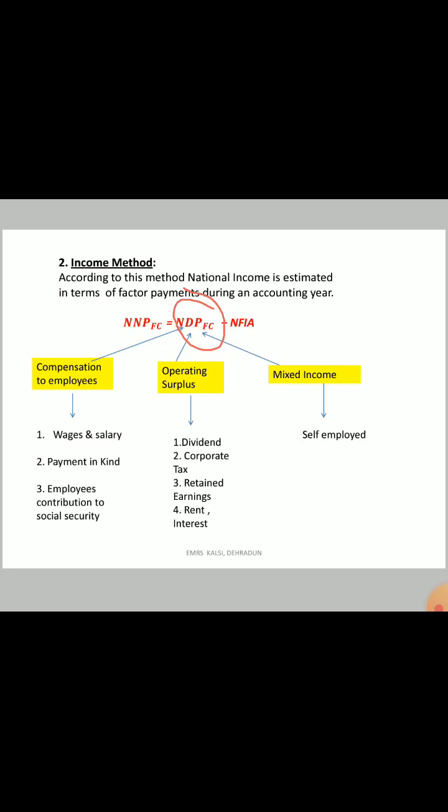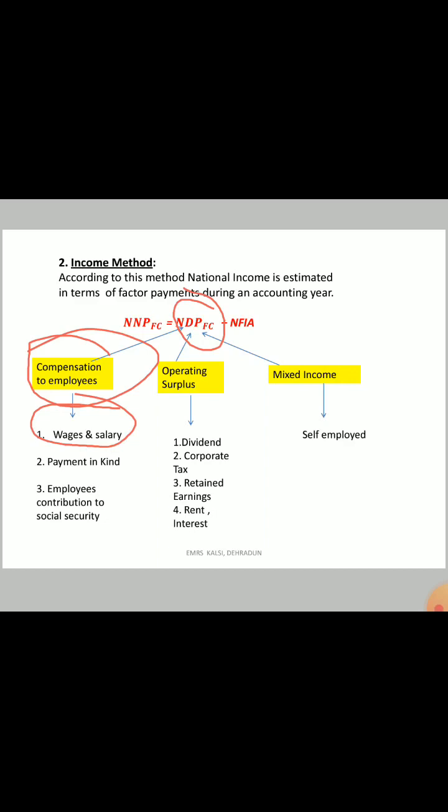First is compensation to employees. We will add all the incomes which are earned by the employees. In what form do employees earn their salary? First is wages and salary, meaning payment they are receiving in cash. In today's world, it can be cash or it can be in a bank account.